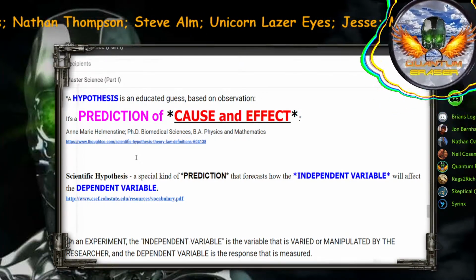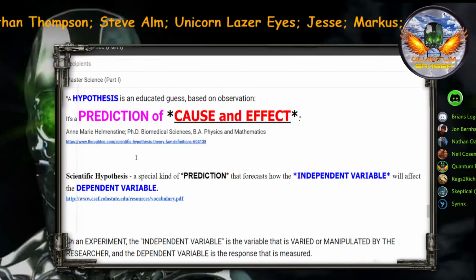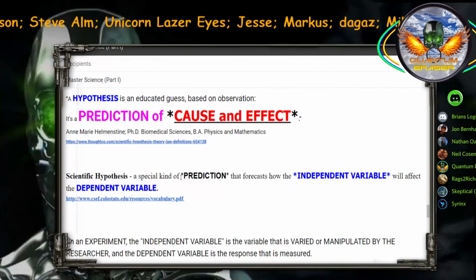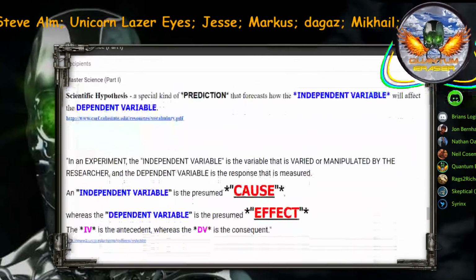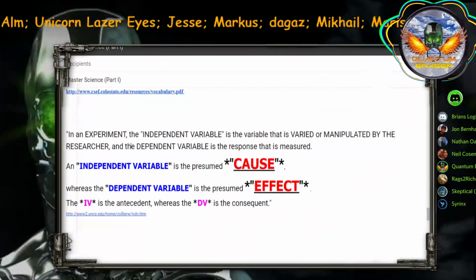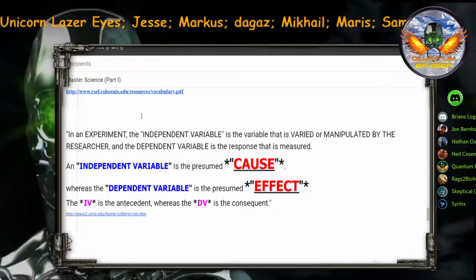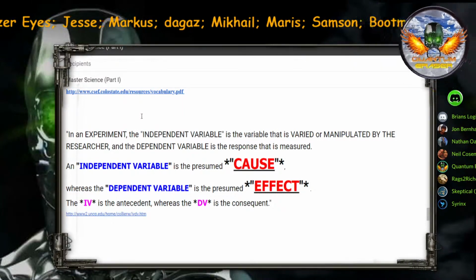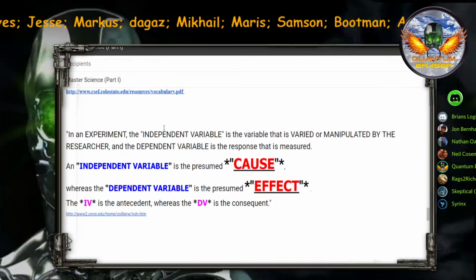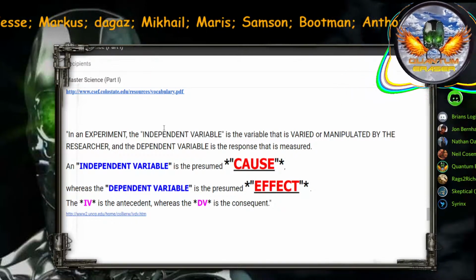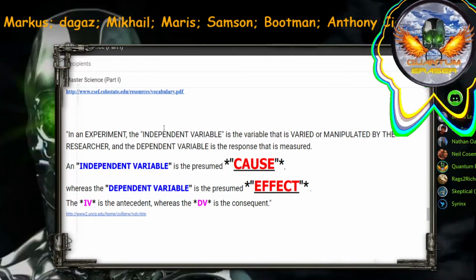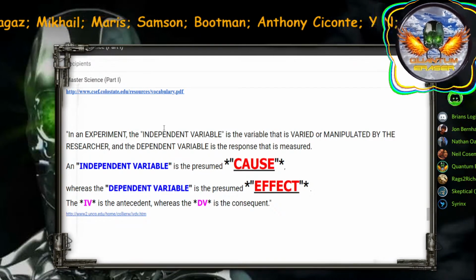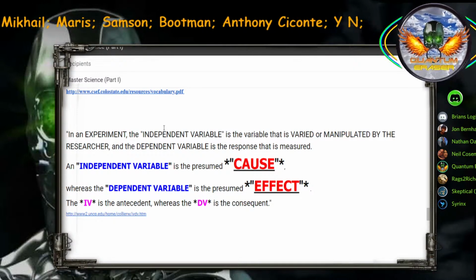From Colorado State: a scientific hypothesis is a special kind of prediction that forecasts how the independent variable will affect the dependent variable. Yep, cause and effect relationship again. From the University of North Carolina, Chapel Hill: in an experiment, the independent variable is a variable that is varied or manipulated by the researcher, and the dependent variable is the response that is measured. An independent variable is the presumed cause, whereas the dependent variable is the presumed effect. The IV is the antecedent, whereas the DV is the consequent.